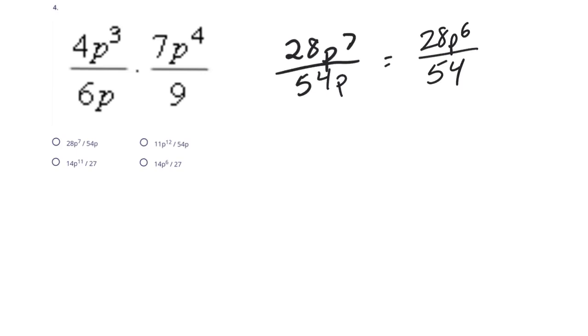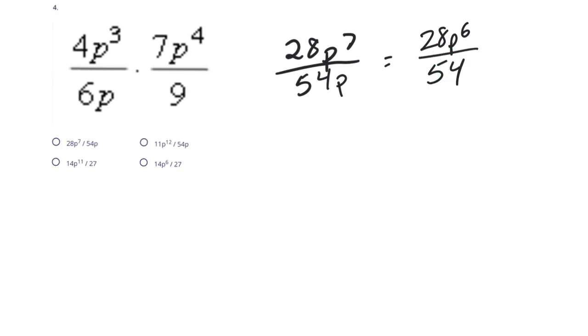Now, if you're looking over here at your options, you don't see that anywhere. You don't have a 28p to the 7th over 54. You got 28p to the 7th over 54p. But there's nothing that says 28p to the 6th over 54. Now, dead giveaway here, there's only one that's even got a p to the 6th involved, and that's this option. And if you look, it's just the reduced version of what we have.